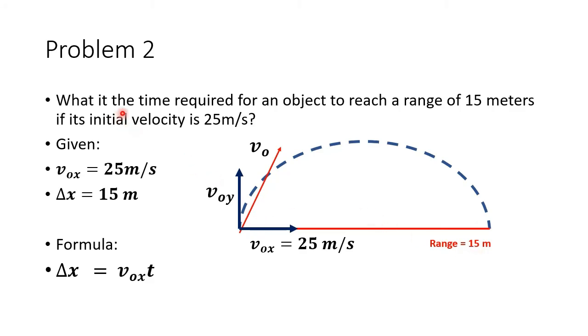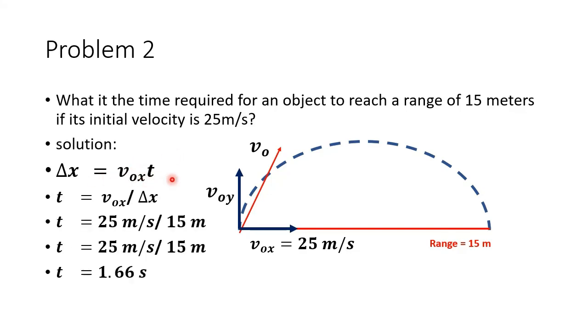And the problem is, what is the time required for an object to reach the range of 15 meters if the initial velocity is 25 meters per second, obviously. So now we are going to calculate only for the time for this object to reach the range of 15 meters. And remember that the formula for our range, or the displacement, which is 15 meters, is equal to the initial velocity, which is 25 meters per second, multiplied by the time, because this is what we are going to calculate now.